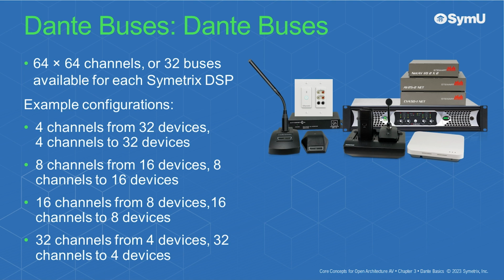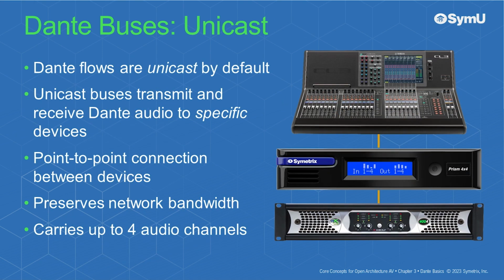A few examples of what can be accomplished with 32 buses or 64 channels are: transmit and receive up to 4 channels to 32 different devices. Transmit and receive up to 8 channels to 16 different devices. Transmit and receive up to 16 channels to 8 different devices, or transmit and receive up to 32 channels to 4 different devices. There are 2 types of Dante buses.